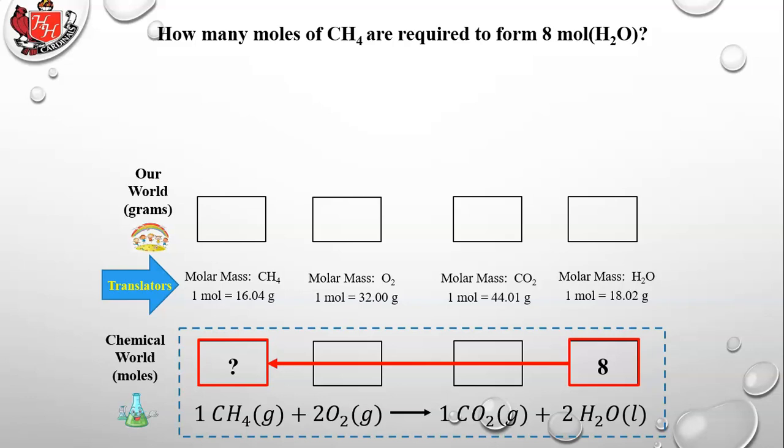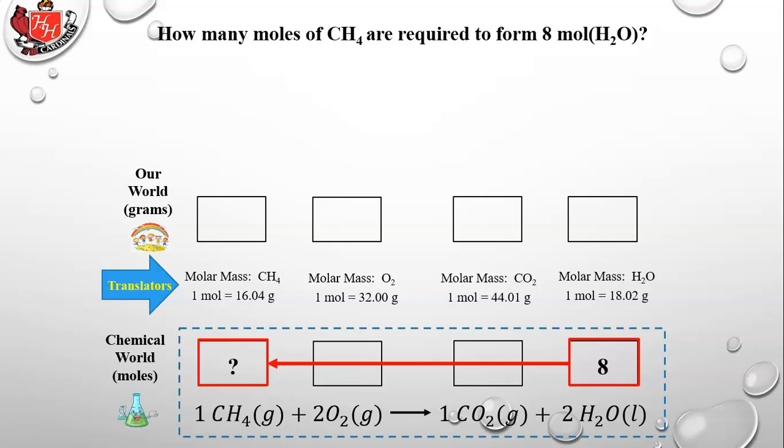Mathematically, this moves from right to left, from the 8 over to the question mark, which is our final answer. But chemically, it's moving from left to right. It's moving CH4 plus O2 is giving us CO2 plus H2O. So just understand that as we do the math in this equation, we're starting with the 8 over on the left, and we're going to end up with that question mark answer over on the right.